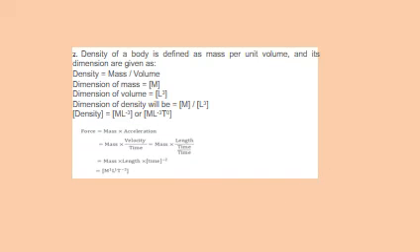Now for the second example, density of a body is defined as mass per unit volume. So density is mass per unit volume, and mass has the dimensions of capital M, whereas volume has dimensions of L cube, as we have discussed and seen in the previous slide. So this will become M over L cube. Now this is written as ML minus 3, or ML minus 3 T0, because T0 means that there is no appearance of that time factor.